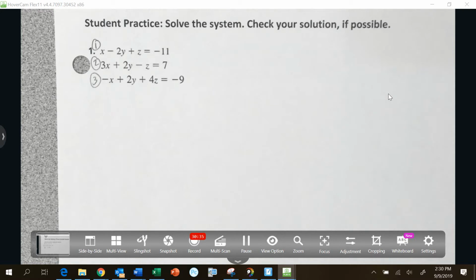Dude, do Y. It's literally already negative. Why don't you do that? Do Z. Well, X is already positive. I'm just going to show you how to set up. So it's the same thing as Z.